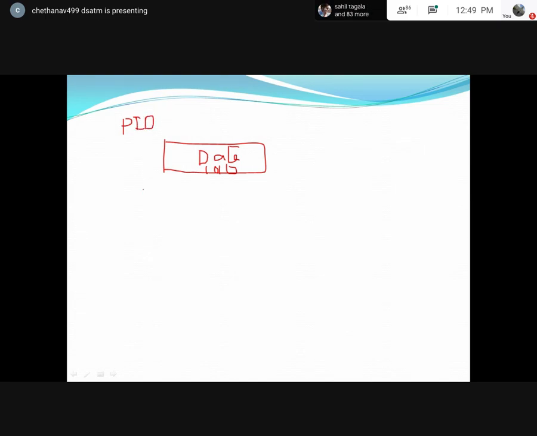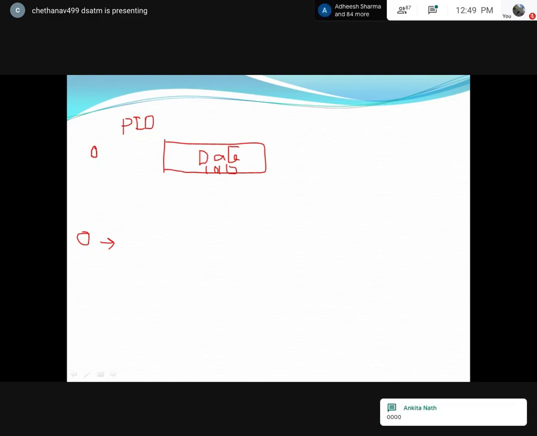PID means packet identifier. The packet identifier is the packet number. Suppose the initial packet's number is 0. So can I take it as packet 0? 0 is my packet number. So how can you write packet number 0 with 4 bits? Can somebody type for me? The 4 bits, 0 is your packet number. Very good. 0, 0, 0, 0.